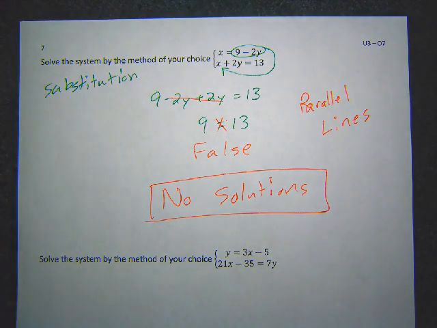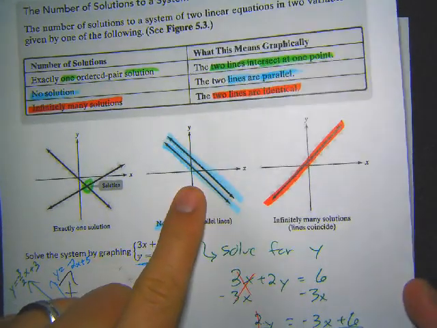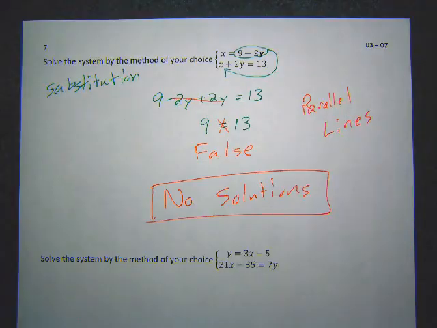So if you graphed them, they'd look like this, and you can see that they never cross each other. If you solve for y and find their slope, they have the same slope, but they'll have different intercepts, so they won't cross. Okay, let's try the other one.